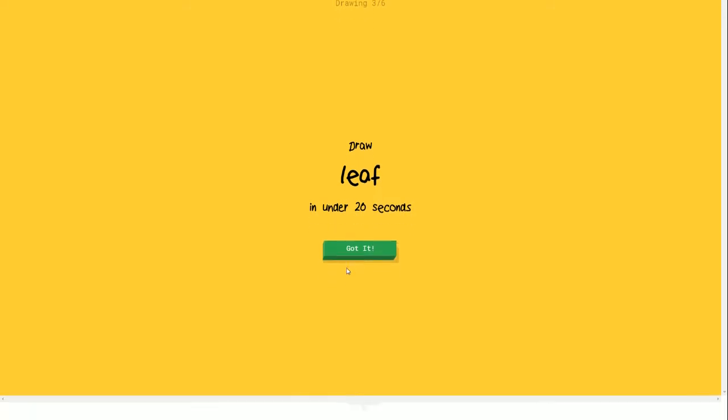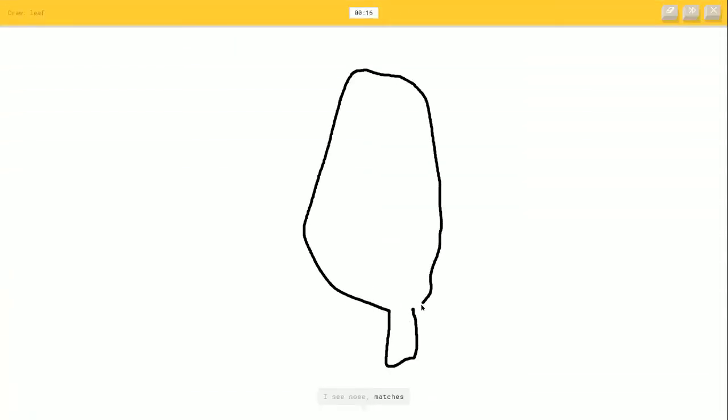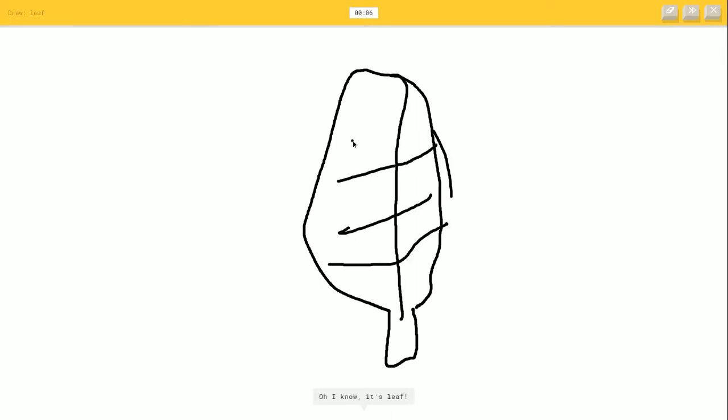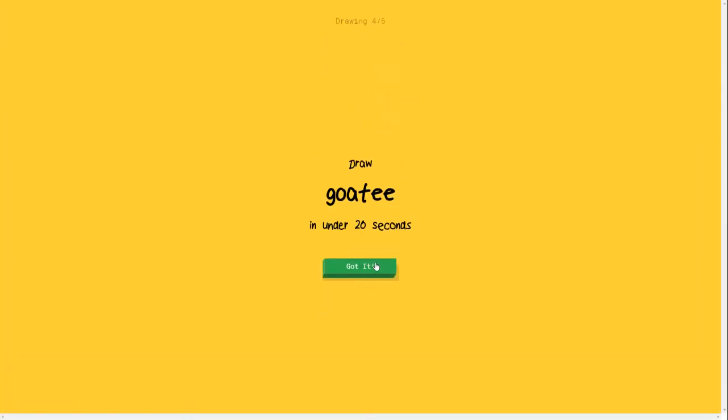A leaf. Alright. Let's draw a little leaf. It's leaf. Yeah, look at that leaf. Sick leaf.